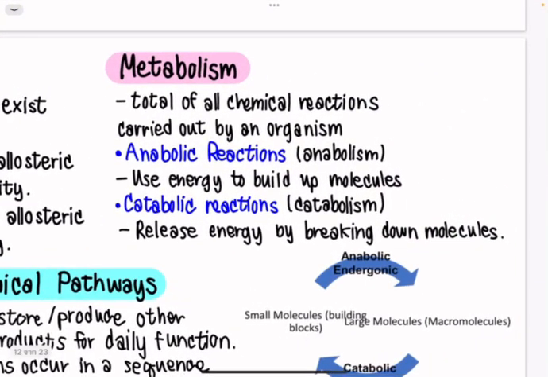Metabolism. Metabolism is the total of chemical reactions carried out by an organism. Anabolic reaction or anabolism uses energy to build up molecules. Catabolic reaction or catabolism releases energy by breaking down molecules.